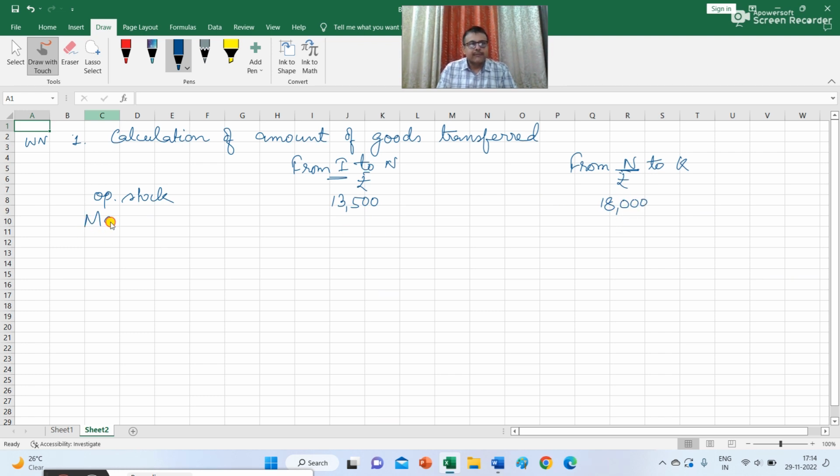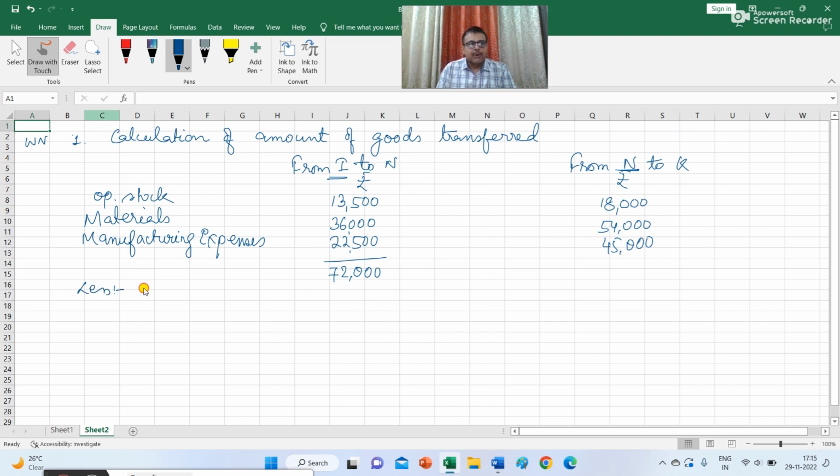Then we have to write here the value of materials consumed. So this is 36,000 in Department I and 54,000 in Department N. Next is manufacturing expenses: 22,500 for Department I and 45,000 for Department N. So the sum total of these three items, you will get 72,000. And we have to reduce the amount of closing stock of 18,000 in Department I.